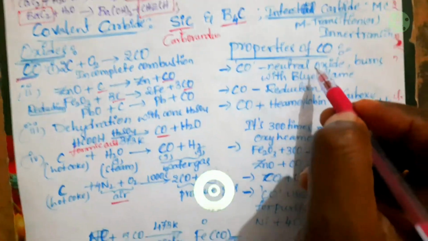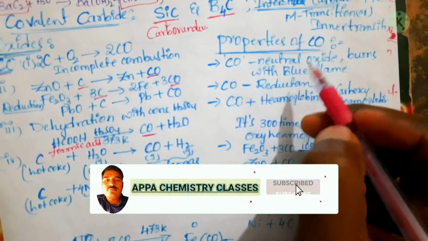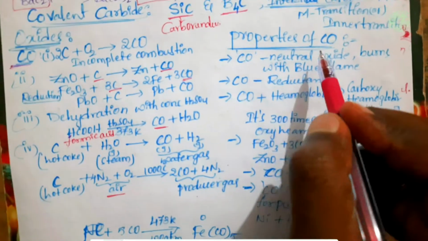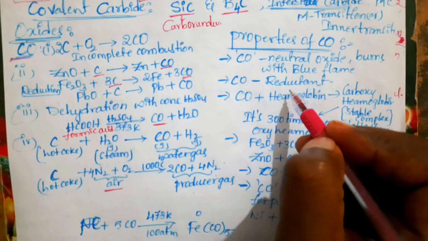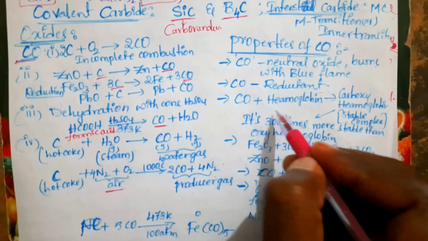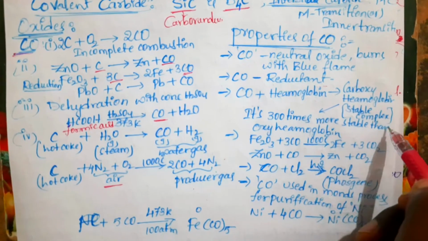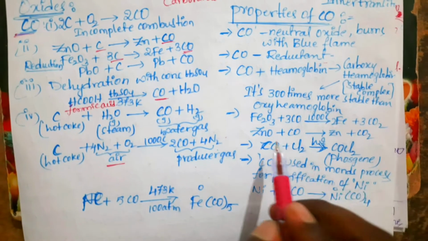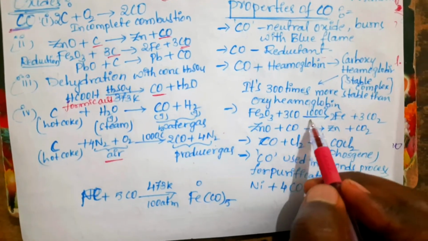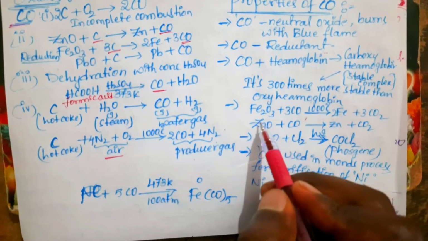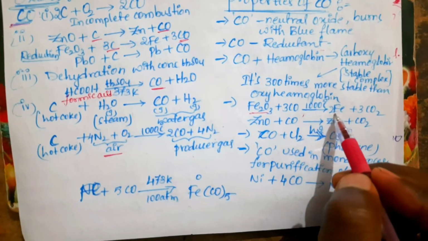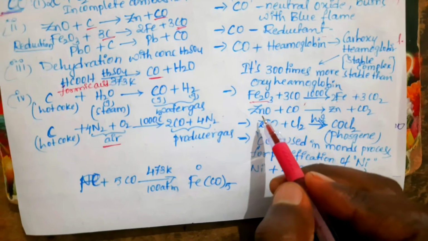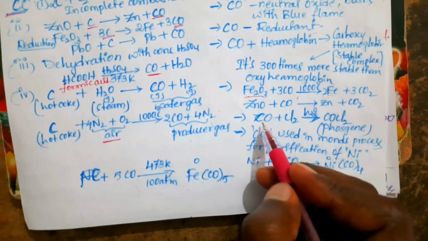Now if we look at the properties of carbon monoxide, it is a neutral and poisonous oxide which burns with a blue flame. Carbon monoxide will act as a reductant. Carbon monoxide forms carboxyhemoglobin, which is 300 times stronger, as we just discussed. So it acts as a reducing agent which reduces iron oxide. It is used in the extraction of iron metal, and zinc oxide is reduced to zinc metal.